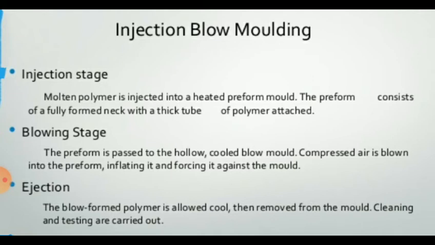Second stage is the blowing stage. The preform is passed to the hollow cooled blow mold. Compressed air is blown into the preform, inflating it and forcing it against the mold. And third step, that is the ejection. The blow formed polymer is allowed to cool, then removed from the mold. Cleaning and testing is carried out. So that is the injection blow molding.